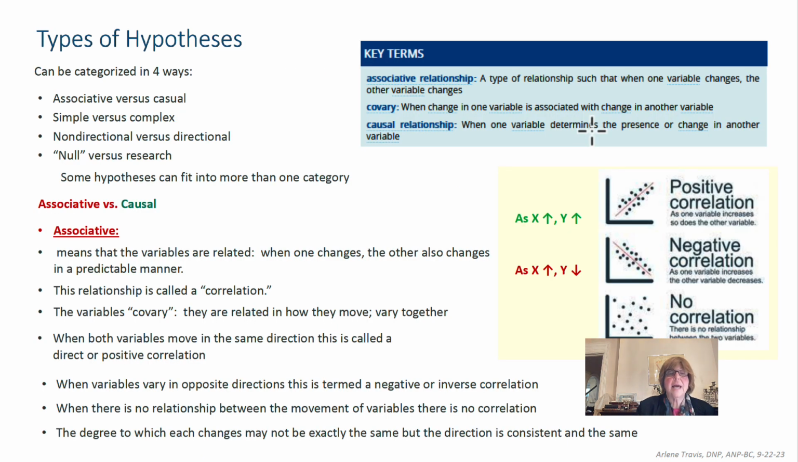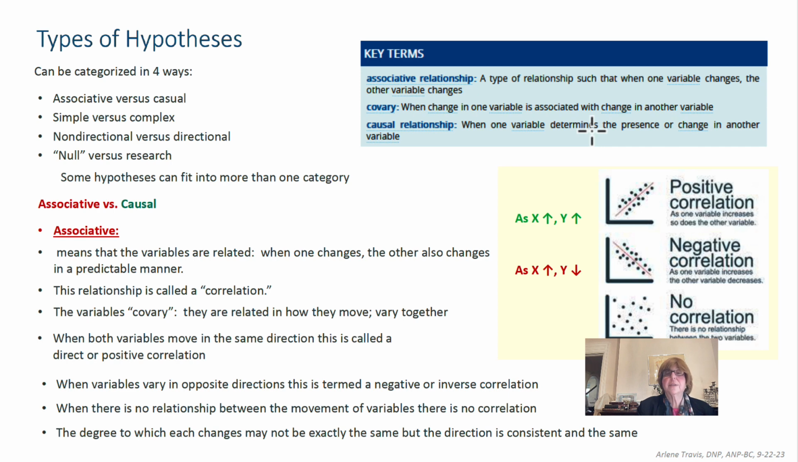So when we're looking at an associative hypothesis, that is going to be looking at correlations. We're going to be looking at things that are characterized in 4 different ways: associative versus causal, simple versus complex, non-directional versus directional, and null versus research. Some hypotheses can fit into more than one category, but generally not.